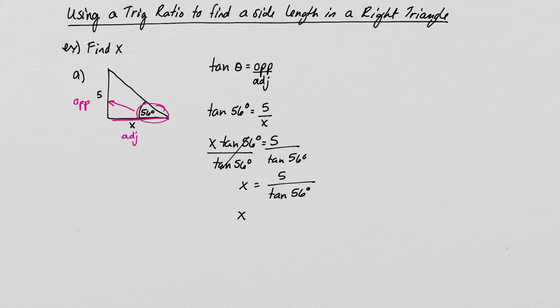So when you do this, x ends up being 3.37... And the problem will tell you what to round to. So we'll round to the nearest tenth. So x is approximately 3.4.